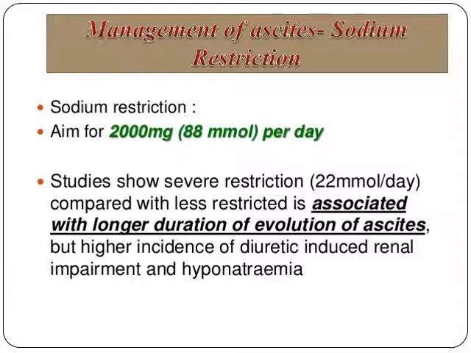Management of ascites. First, sodium restriction. The aim is to restrict sodium down to 2000 milligrams, equal to 88 millimoles per day. That means the patient should not receive sodium more than 2000 milligrams per day. Studies show severe restriction, equal to 22 millimoles per day, compared with less restricted, is associated with a longer duration of evolution of ascites, but a higher incidence of diuretic-induced renal impairment and hyponatremia. So severe restriction is not recommended.